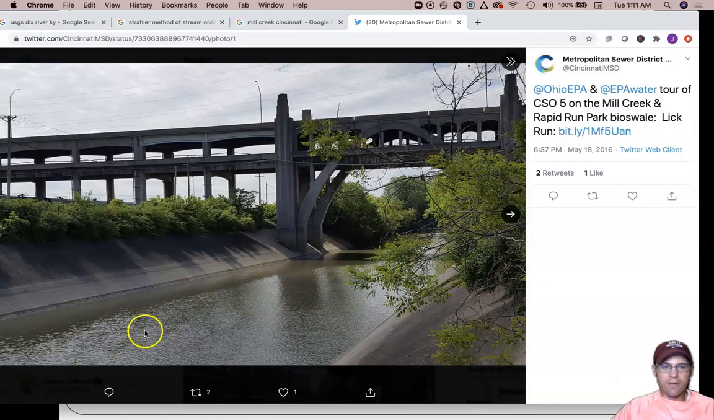And then here we have an image of Mill Creek near Cincinnati's Metropolitan Sewer District. So Mill Creek flows north to south, pretty much along I-75 from the north side of Cincinnati all the way to the Ohio River, and comes out just west of downtown Cincinnati. So more of an impervious watershed in the truest sense.